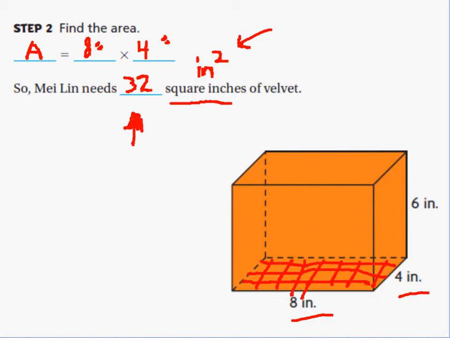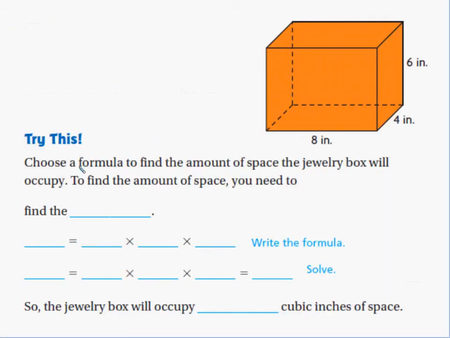And that's it. So let's take the same box and read a different question that it's asking us about it. It says, choose a formula to find the amount of space the jewelry box will occupy. They're talking about the whole thing, like you're filling it up with water. So to find the amount of space, you need to find the volume. If I were going to fill it up with water, for example, I would be finding the volume. That's in 3D, and that includes the height.